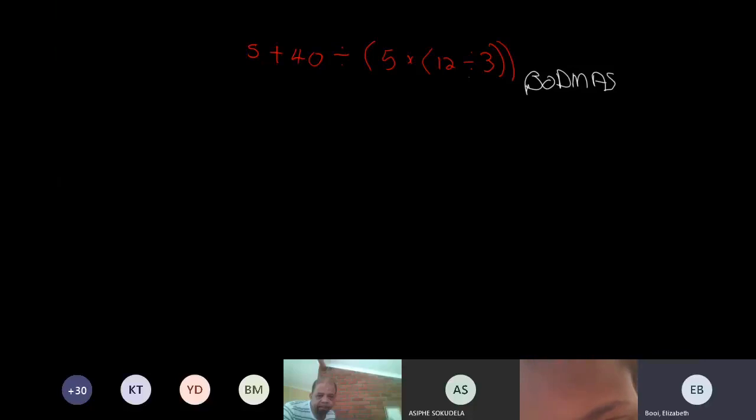Therefore, brackets come first, so I must solve the brackets. There are 2 brackets, so I must solve what is inside the brackets first. Since there are 2 brackets, I must solve the first inner bracket first.